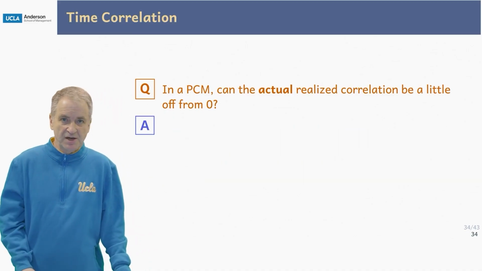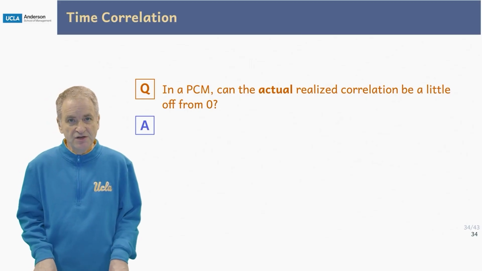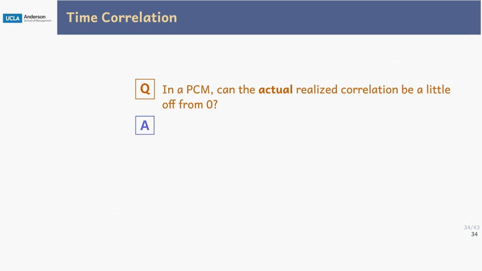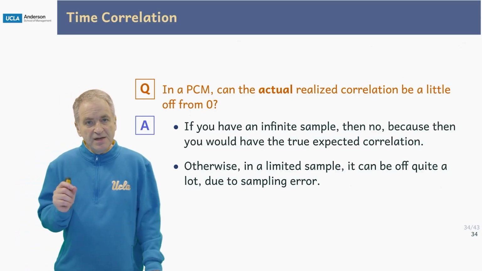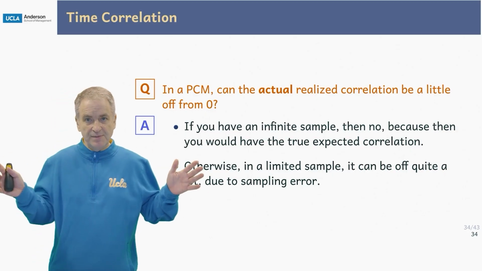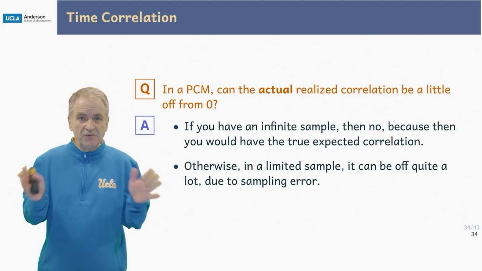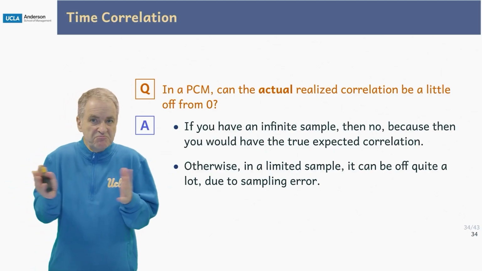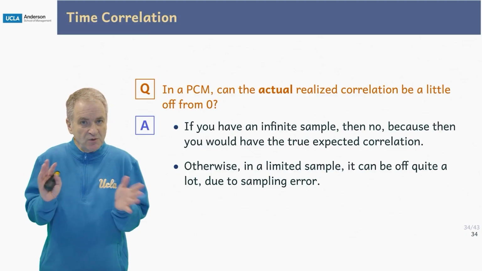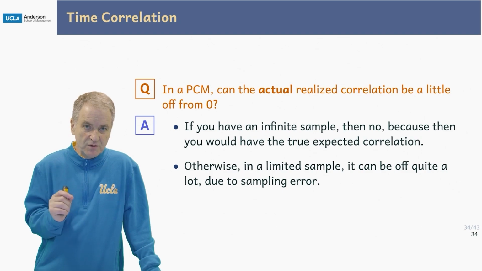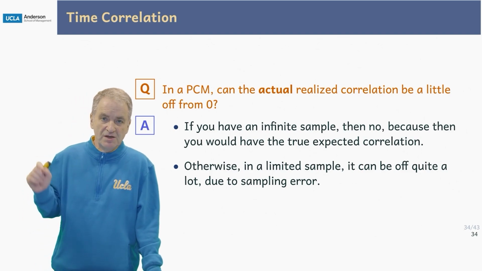In a perfect capital market, can the actual realized correlation be a little bit off from 0? Please pause this video now, answer the question on a piece of paper, and then continue. Well, not if you have an infinite sample, because in an infinite sample, then you get the true expected correlation, and that we already know is about 0. But if you have a limited sample, say only 2 or 3 years, then it can be off by quite a lot due to sampling error. But this is an example where history is not indicative of the future. We would not expect that to continue in the future.